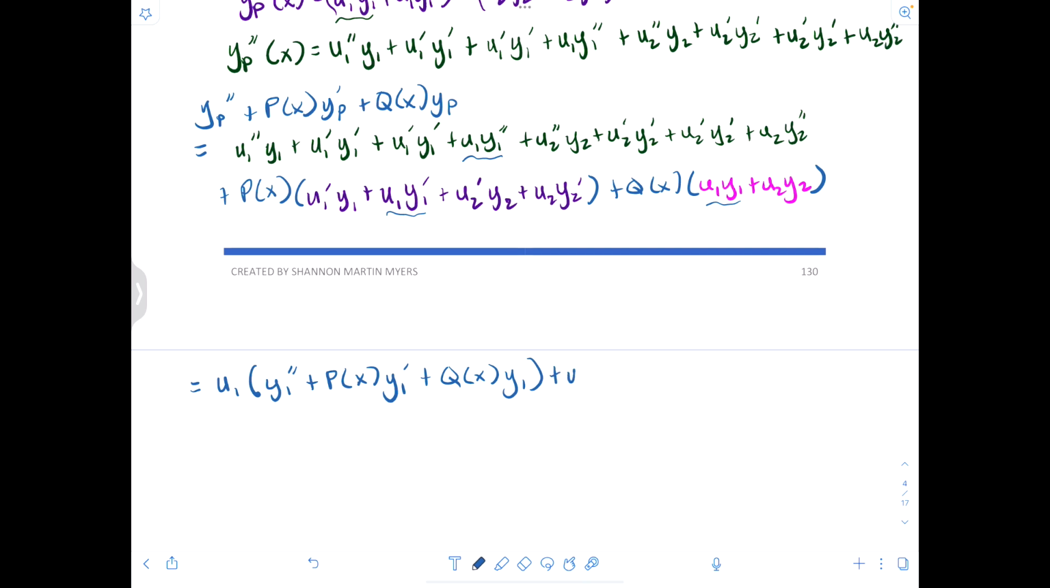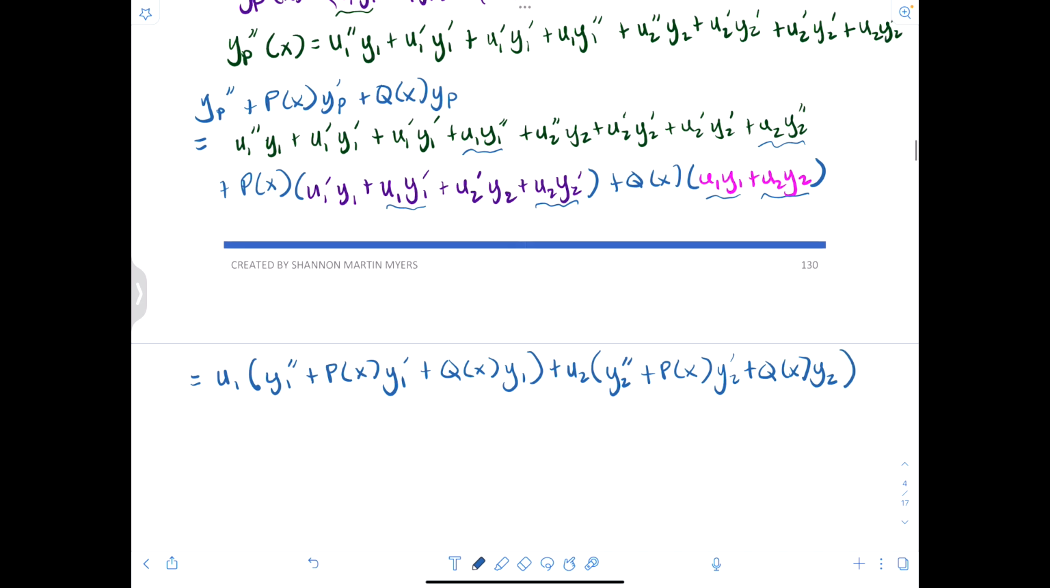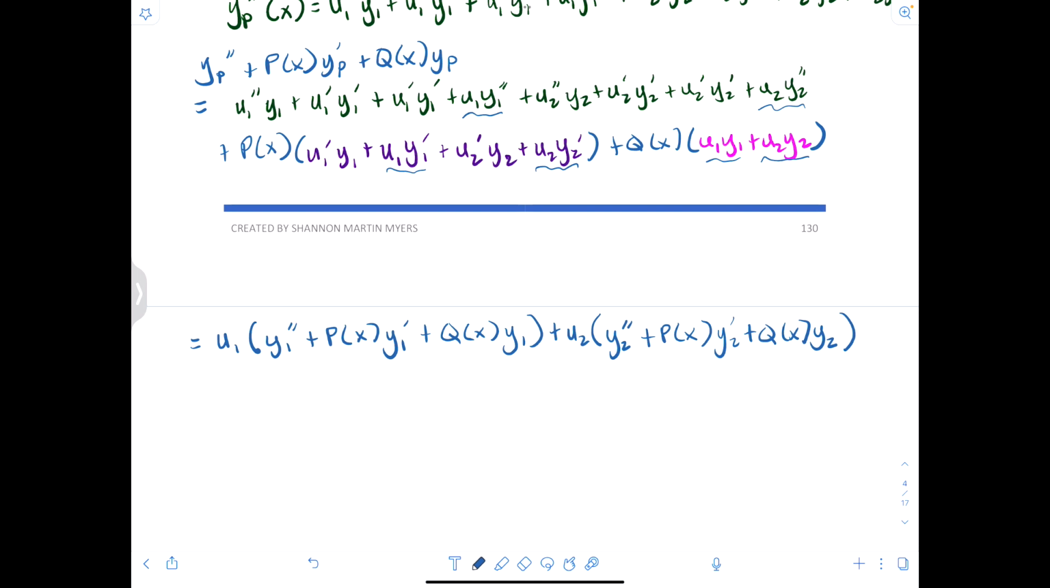Now, I want to factor out a u2. So I'll have y2 double prime. I'll have another one with the p at x. And then I'll have one with the q at x. And you'll like what's coming. And then I have some leftover stuff, right? Let's see what I have left over. Let's start from the top.